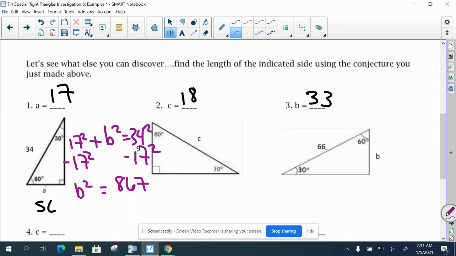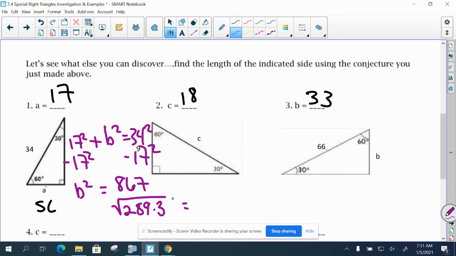867, what can we divide that by? That's a perfect square. Hold on a second. Okay, 867 can be divided into 289 and 3. And I don't expect you to know that, but just for this purpose, 289 and 3. The reason I chose 289 is because it is the perfect square of 17.